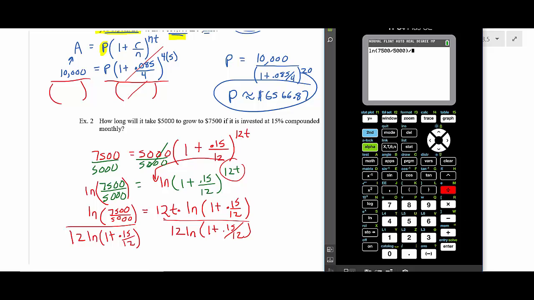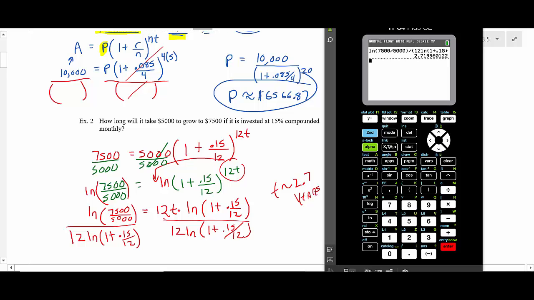Parentheses, you have to have parentheses because you have 12 times something. Okay, don't mess up on that. So you have parentheses, 12, and then ln of 1 plus 0.15 over 12, and then close the parentheses like that. Okay, now let's see, what did you say, 2.7? Okay, that's it. So time would be about 2.7, and you assume this is in years.